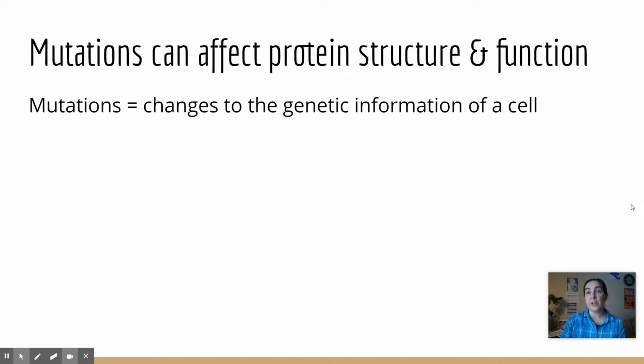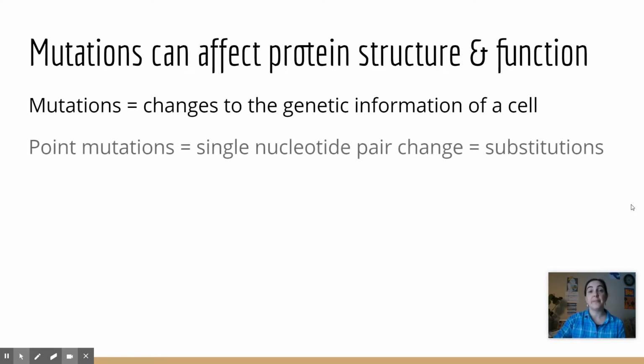So a mutation, as we talked about before, is a permanent change to the genetic information of a cell. So we're not talking about a mistake that's immediately fixed in that process of DNA replication. These are the mistakes that did not get repaired and now are part of that genetic code, part of those instructions in the DNA.